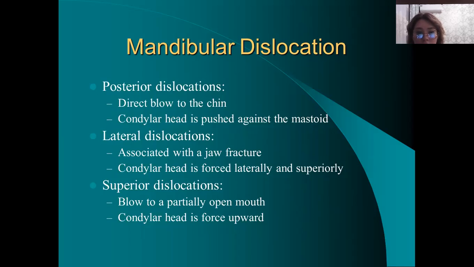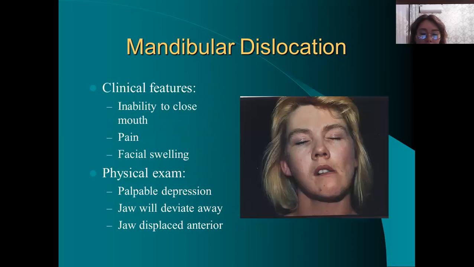Mandibular dislocation, posterior dislocation: direct blow to the chin, condylar head is pushed against the mastoid. Lateral dislocation is associated with a jaw fracture, condylar head is forced laterally and superiorly. Superior dislocation: blow to a partially open mouth, condylar head is forced upward. Clinical features: inability to close the mouth, pain, facial swelling. Physical exam: palpable depression, jaw will deviate away, jaw displaced anterior.